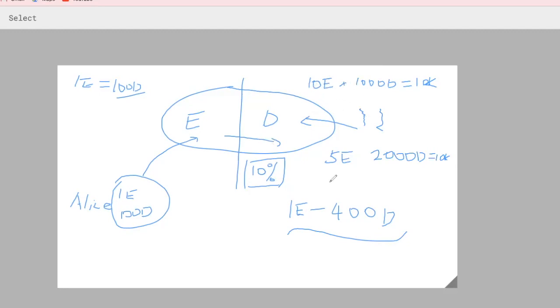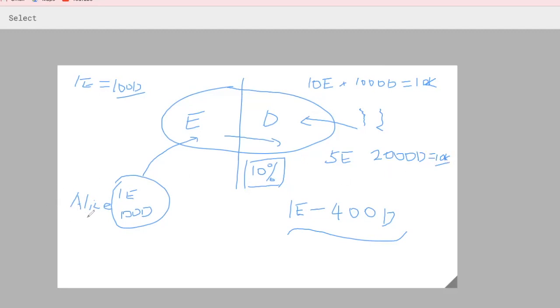Initially we had 10 ETH, now we have 5 ETH. Since we have less ETH, the amount of ETH is twice less, so the price of it is twice higher. So 5 ETH is now equal to 2,000 DAI, but the total product is still 10K. I hope it makes sense.